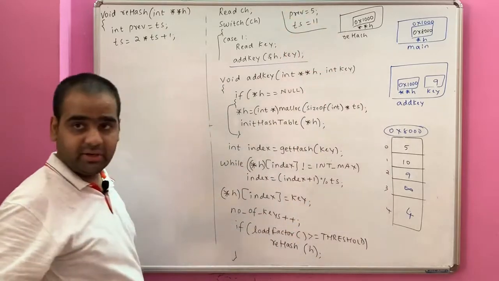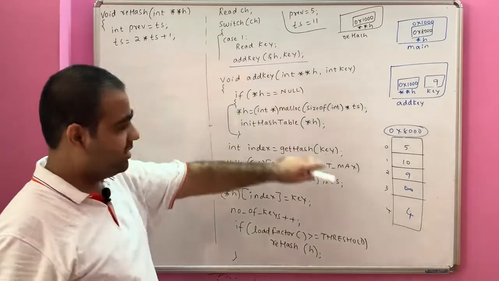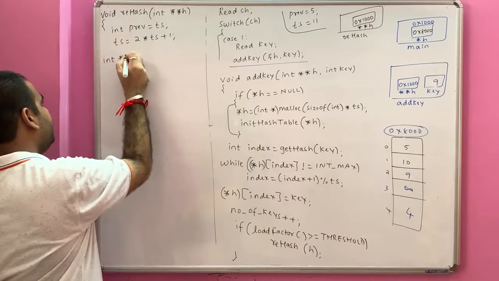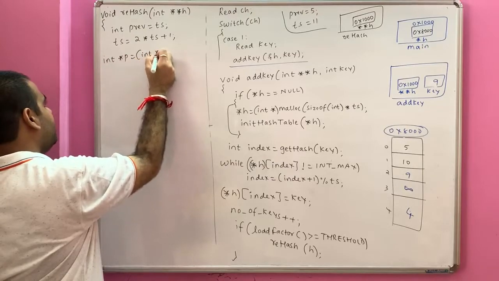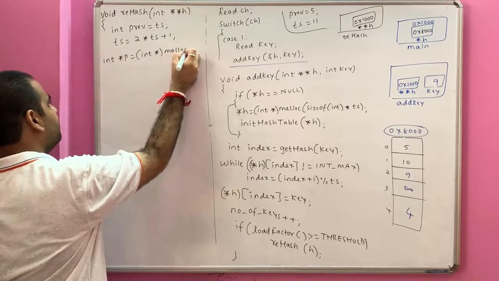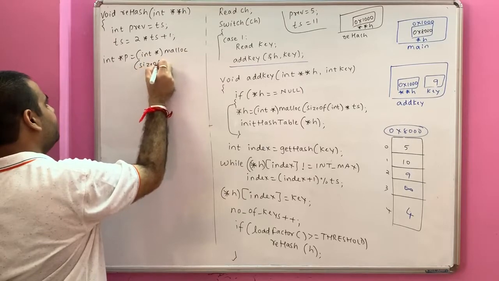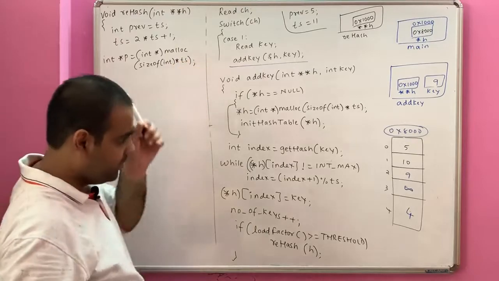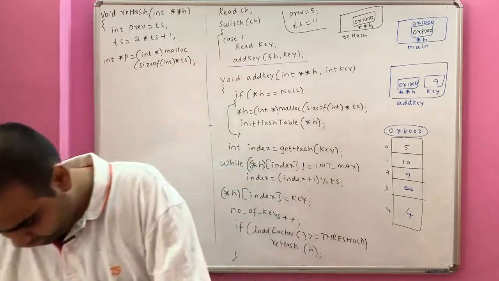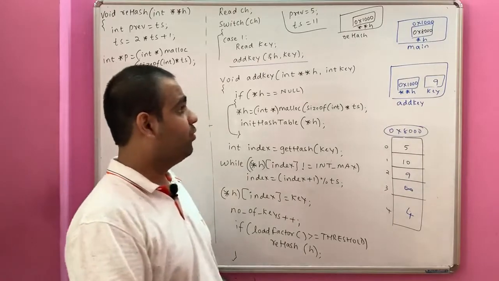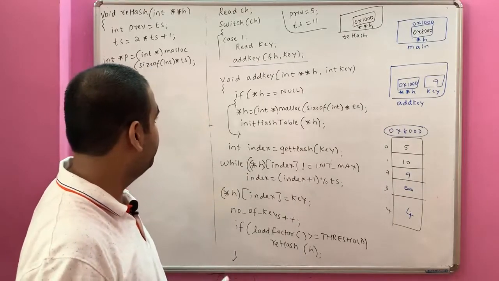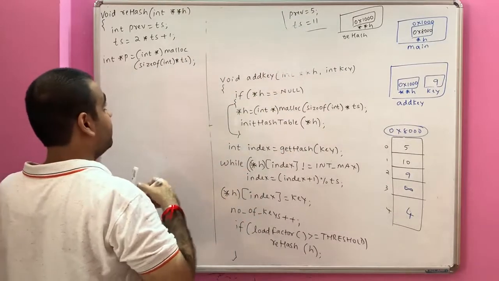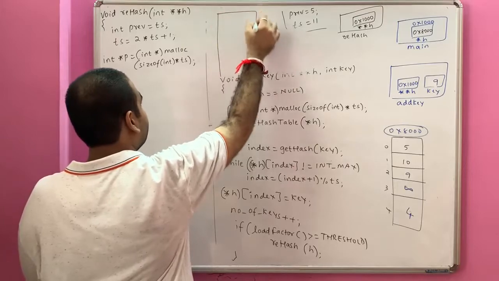You have to allocate the memory so that you can store 11 number of keys. Hence we say int star p is equal to int star malloc of size of int into table size. Now what is size of int? Size of int is 4, table size is 11. Therefore 44 bytes of memory would be allocated. Now let me erase this and let me write 11 number of keys would be allocated over here.